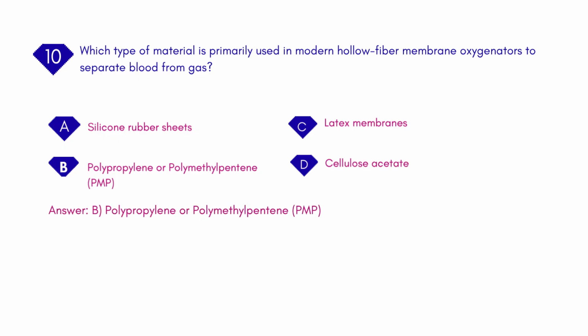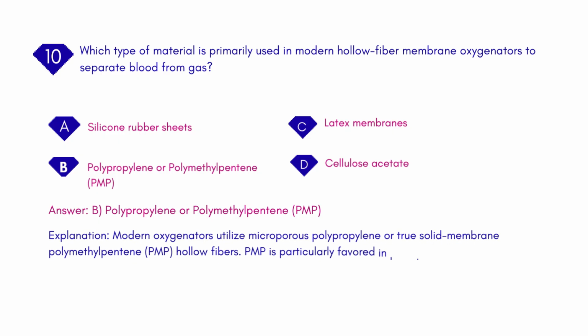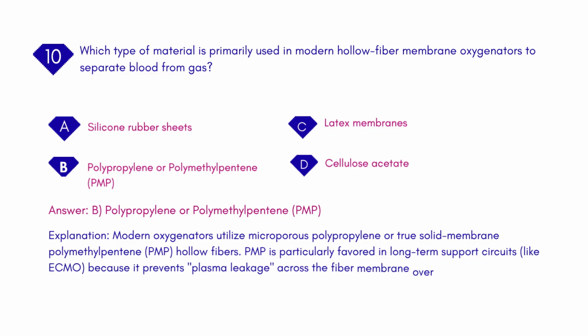Answer: B. Polypropylene or polymethylpentene, PMP. Explanation: modern oxygenators utilize microporous polypropylene or true solid membrane polymethylpentene, PMP, hollow fibers. PMP is particularly favored in long-term support circuits, like ECMO, because it prevents plasma leakage across the fiber membrane over extended periods.